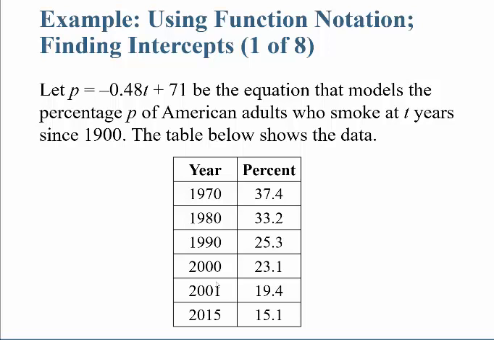Okay, so for this one, I'm giving you the model. Let p equal negative 0.48t plus 71. This is the equation of the model that models the percentage p, the response variable, of American adults who smoke t years since 1900. So the t variable for 1970 would be 70, for 1980 would be 80, for 1990 would be 90, and so on. I have this table here that shows the data. What you're seeing is that as time goes on, the percentage of smokers decreases. And that's a good thing in general, very good thing.